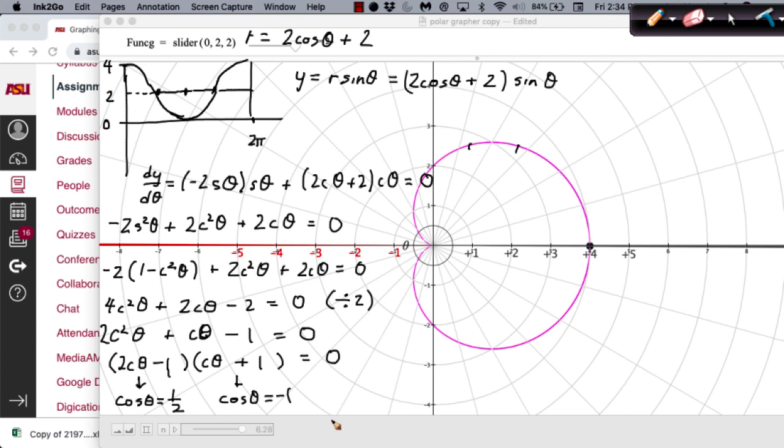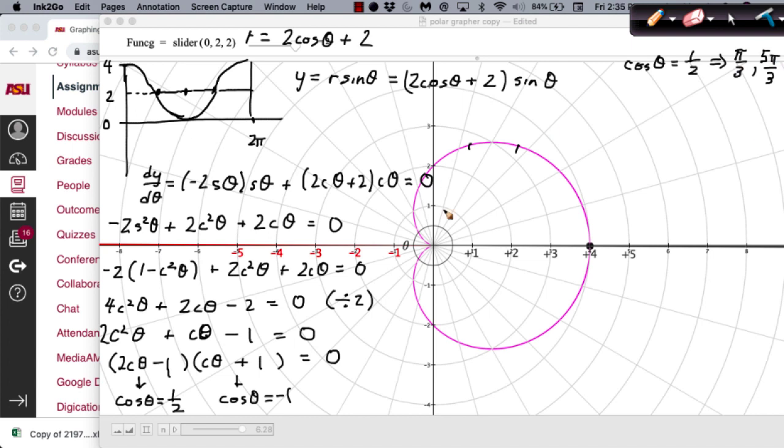So for what values of theta do I get cosine as a half? Do you remember? Cosine is the x-coordinate, so we're talking about either the first or fourth quadrant. Remember? Nick remembers? Yeah, pi over 3. And then there's also the fourth quadrant where cosine is positive, 5 pi over 3.